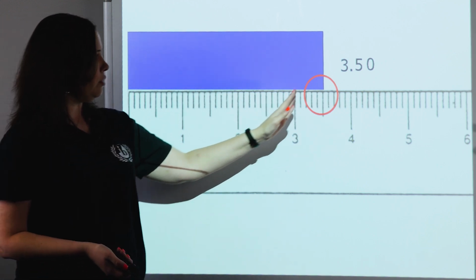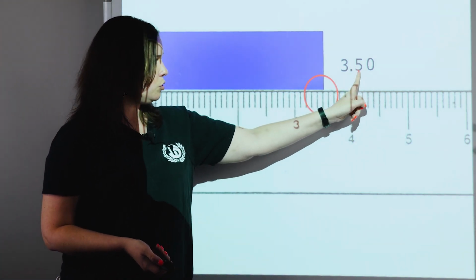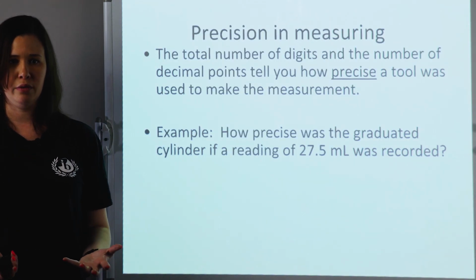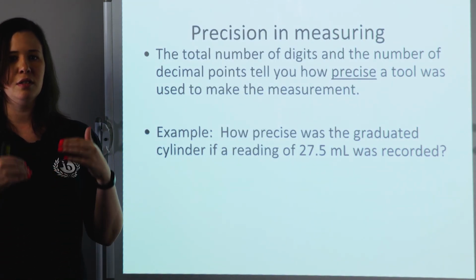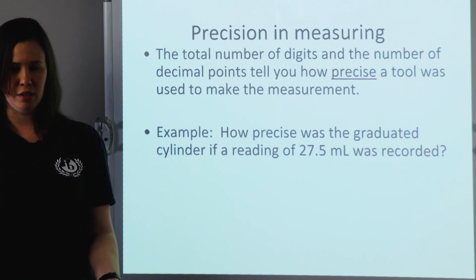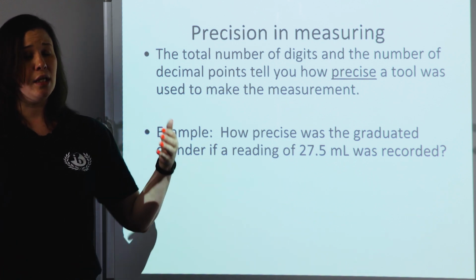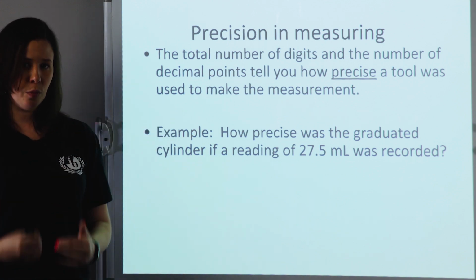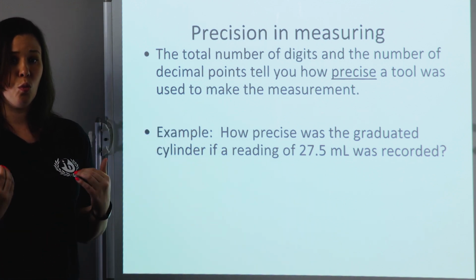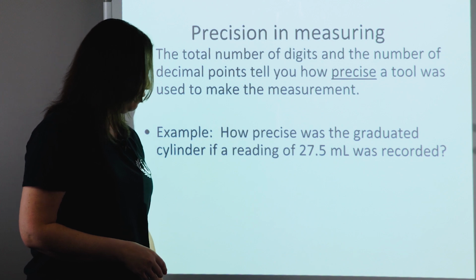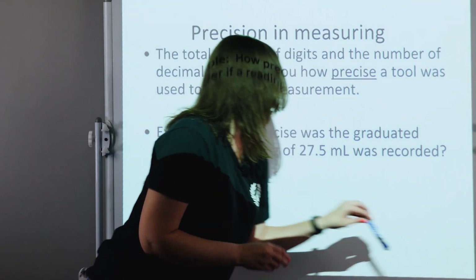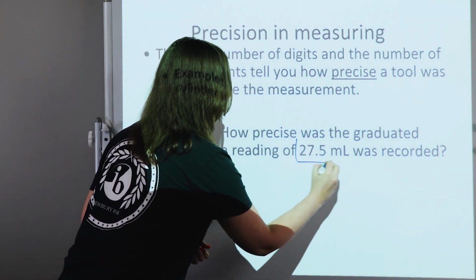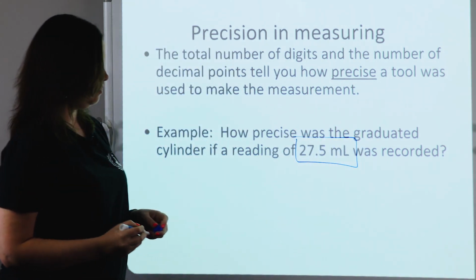Either way, we're limited by the tool with one estimation. That's how recording data works. So the precision is based on the tool or the instrument that's being used, which means we can also look at provided data and then interpret what the precision of the tool was. So let's do an example of that. The question here is, how precise is a graduated cylinder given that this was my reading?